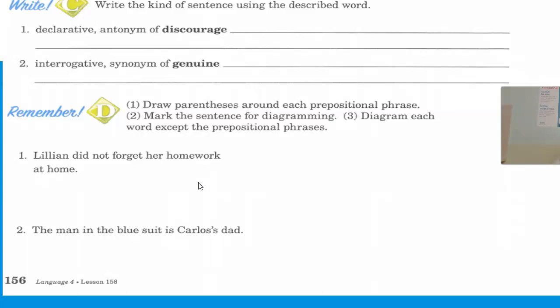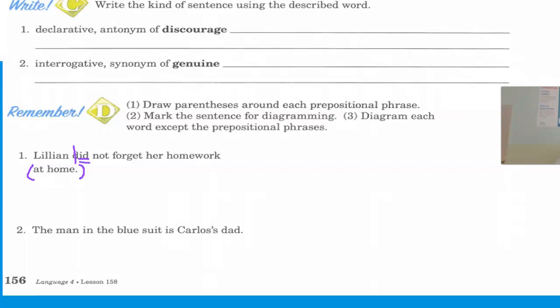Draw parentheses around each prepositional phrase. Lillian did not forget her homework at home. So we're going to first find that prepositional phrase, which is at home. Okay, that is our prepositional phrase. Now we're going to mark the sentence. Okay, so let's figure this out. Where is my verb? Did what?